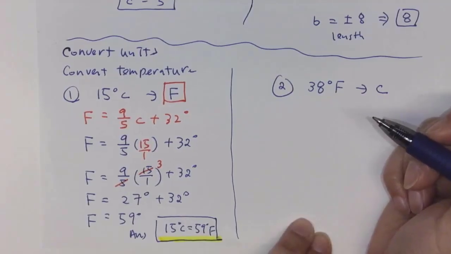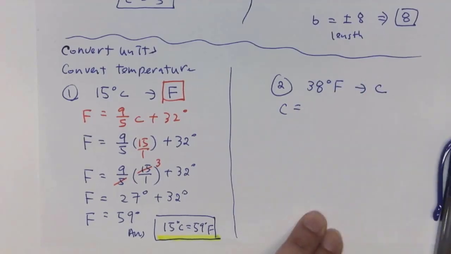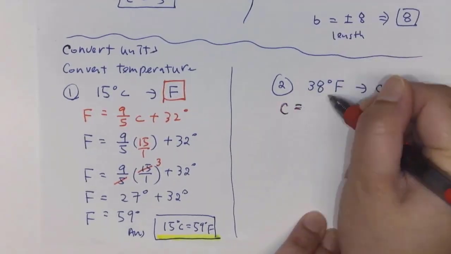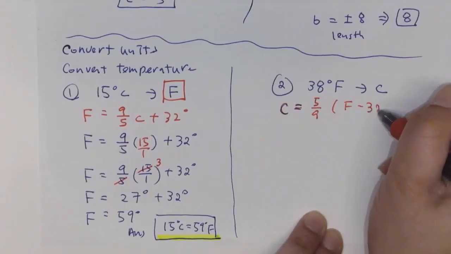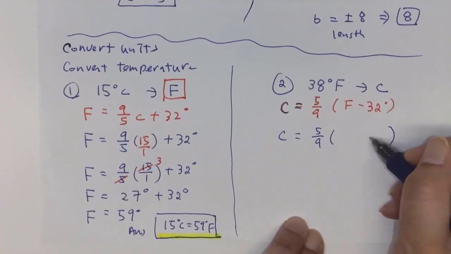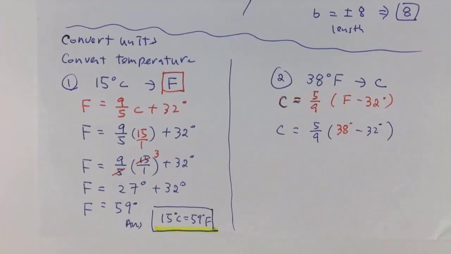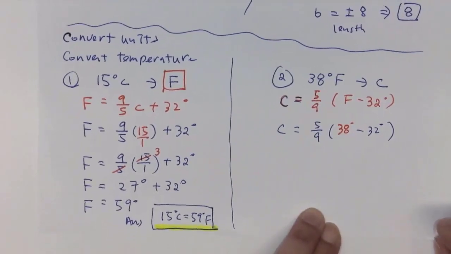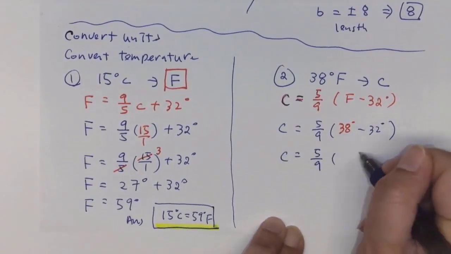For the one converting to Celsius, I should start with what? C equal to, so the formula says C equal to 5/9, plug in parentheses, be careful, F minus 32 degrees. So it's not quite the same, right? So C equal to 5/9, parentheses, we plug in what? 38. So this needs to follow the order of operations, right? To follow the order of operations, we do what first? The parentheses first. So C equal to 5/9.